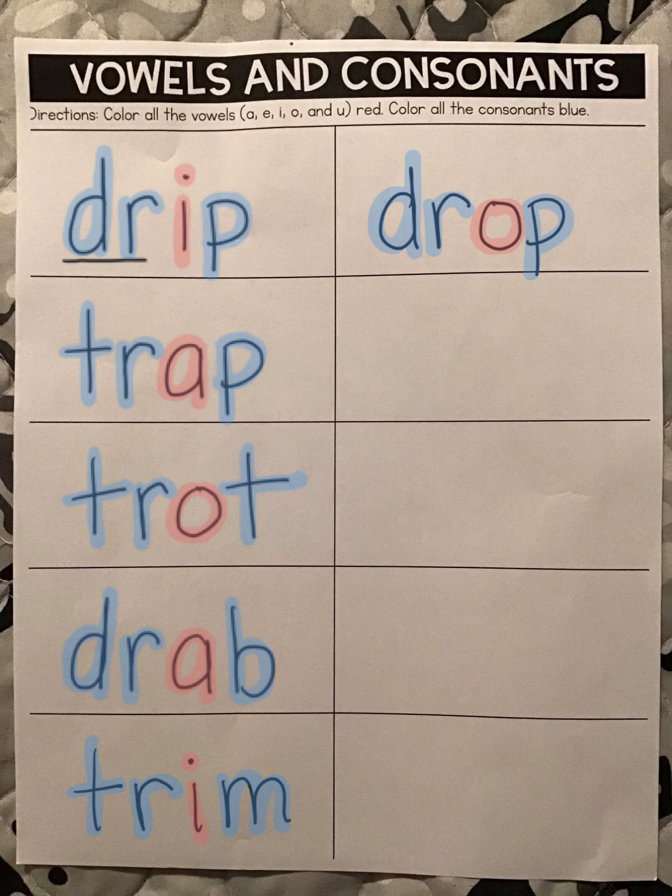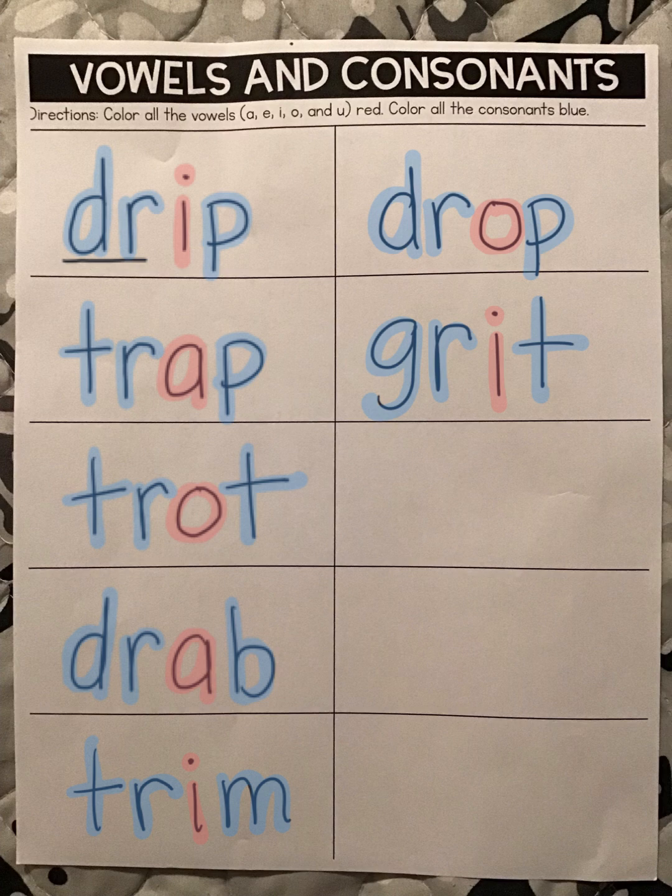G, R, I, T. Grit. With your crayon, please trace the vowel in grit. I is my vowel in grit. With your blue crayon, please trace the consonants in grit. G, R, and T are my consonants in grit.